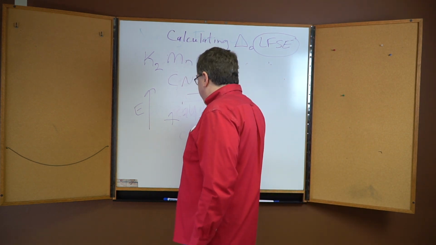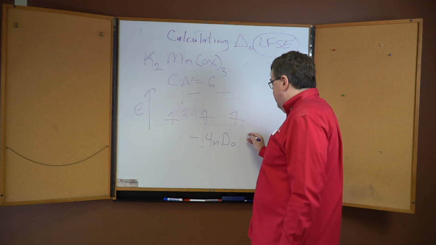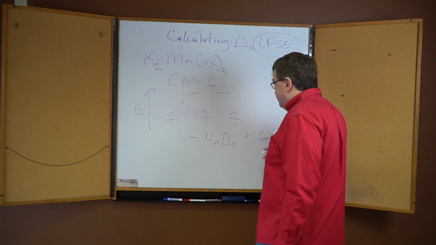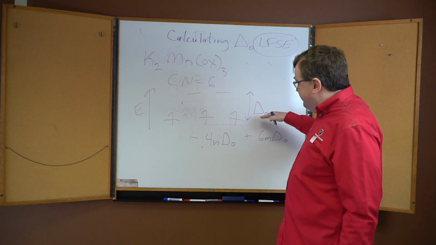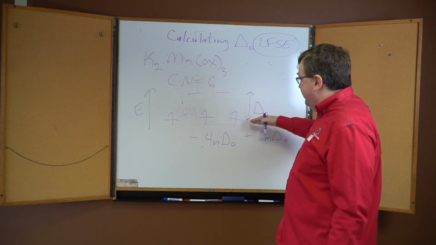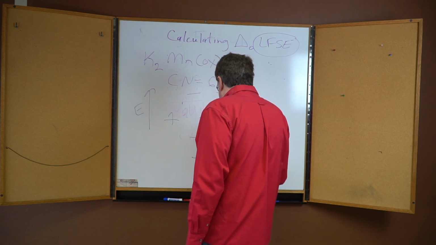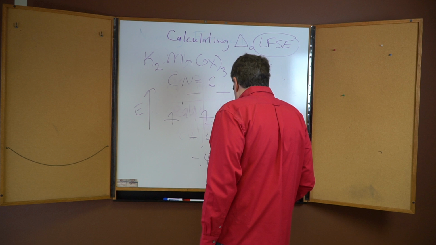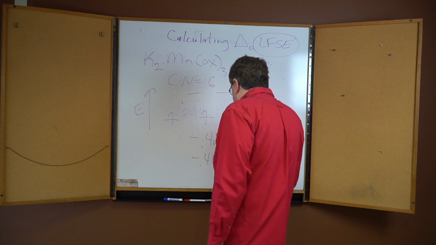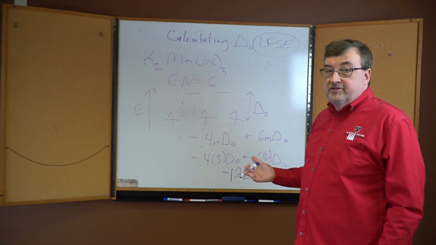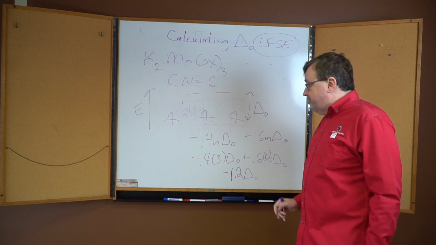The formula is minus 0.4 n delta O plus 0.6 m delta O. And our delta O is our ligand field, so it's the energy from here to here. So we would say the ligand field stabilization energy here is minus 1.2 delta O. So always remember the delta O. That term always needs to be there.